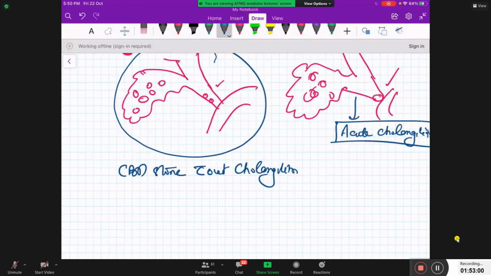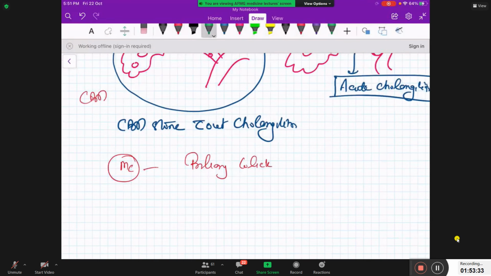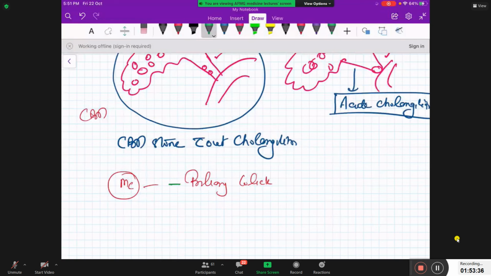CBD stone without cholangitis. Now please इस बात को समझने की जरूरत है, और ये क्वेश्चन किसी भी तरह से फ्रेम होके आ सकता है. And with this presentation which I have shown you, you should be able to make out what is happening. Okay, now again, what will be the presentation of this patient to us? The most common presentation of this patient of a CBD stone will be biliary colic, right?